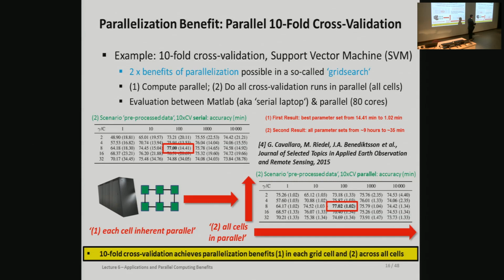And what we have seen is, by doing a proper cross-validation with the kernel parameter gamma and the cost in a support vector machine with a radial basis function kernel, you come to an accuracy of roughly 77% in the serial case, that is MATLAB, requiring roughly 15 minutes. And of course, in our parallel world, this 15 minutes is not really satisfactory.